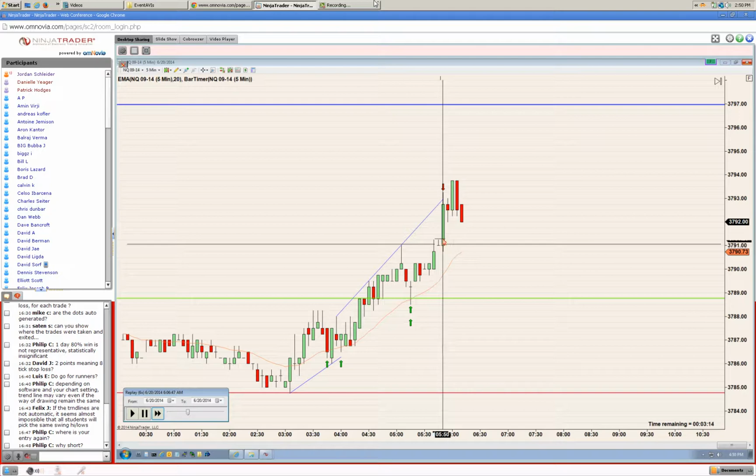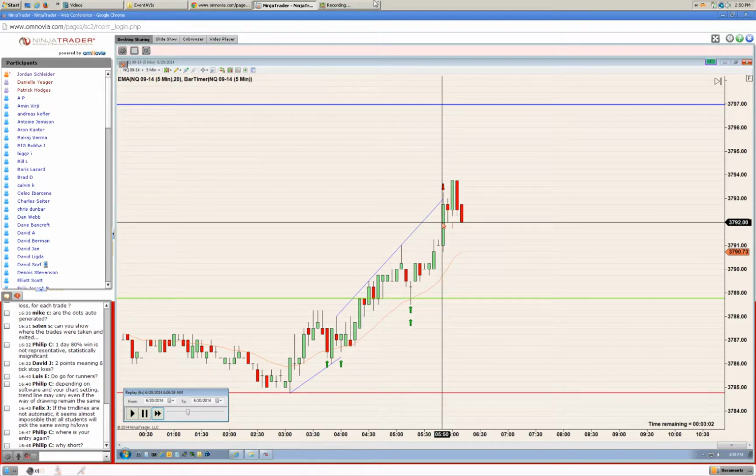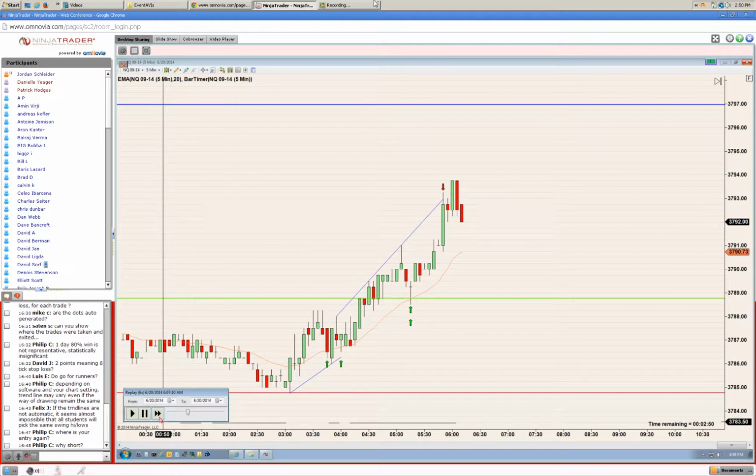Now we've come down 3 ticks, not quite to profit yet, obviously. Let me speed it up a little bit more. Again, I'm cheating. I'm looking over at the other chart, so I know where the trade's going to come.